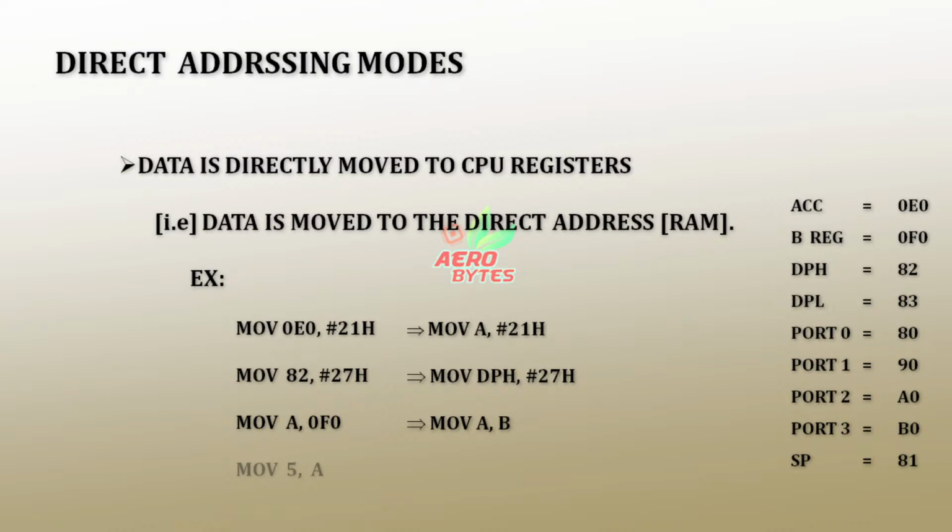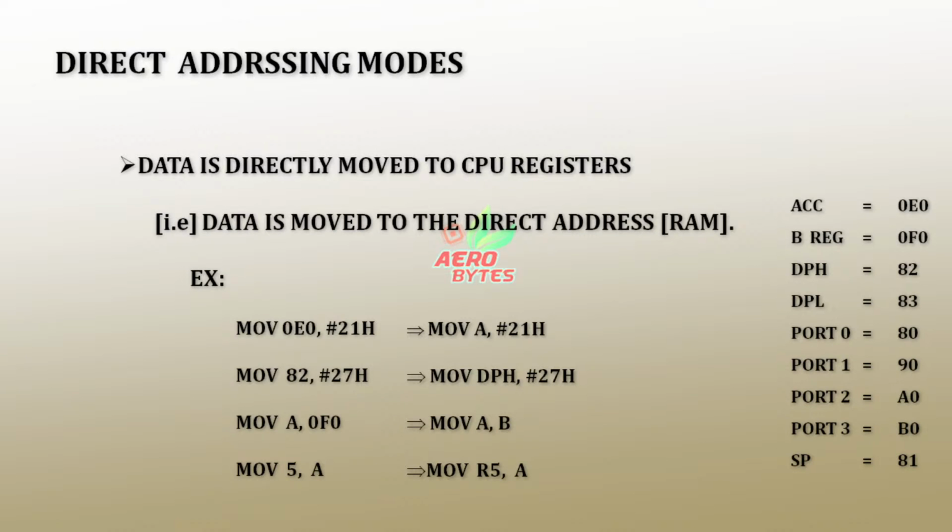Next, MOV 5, A. Is this instruction right or not? Yes, it is right, because 5 means R5, so it is MOV R5, A. The 5 refers to the R5 register mentioned in the instruction.